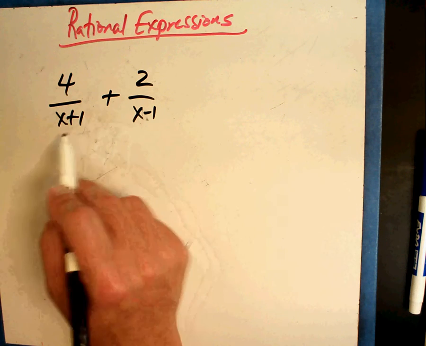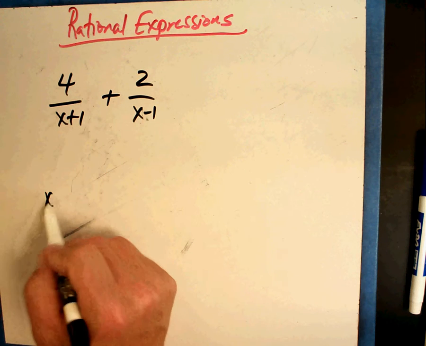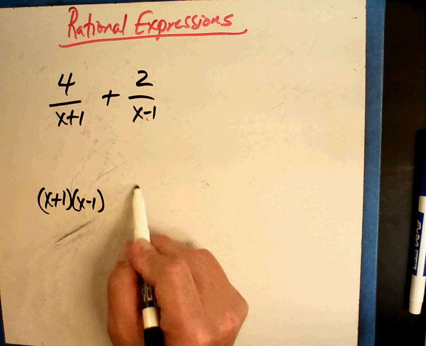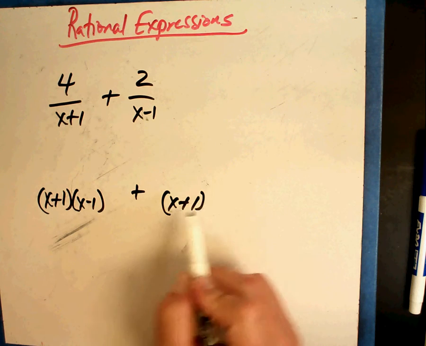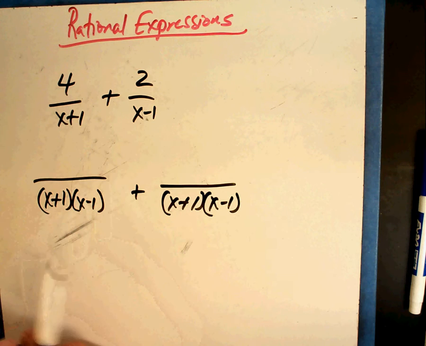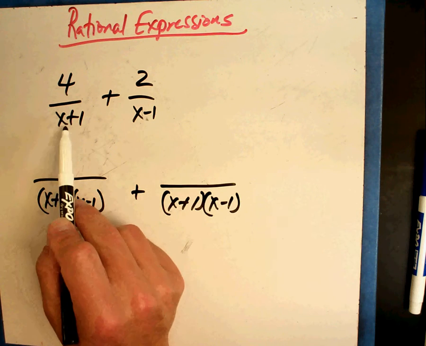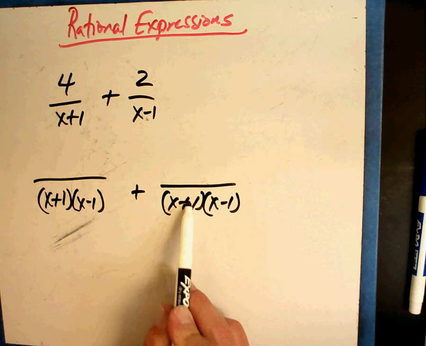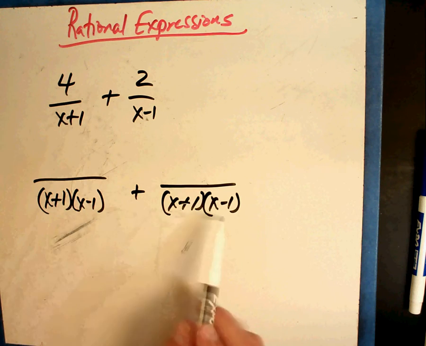You want to get a denominator that's the same for both. So in reality, put both denominators together and figure out how to make them the same so you can add them together. So in this case, basically, x plus 1, x minus 1 is your denominator. That would be what is in both of them. So if you have both parts, you can add it together.